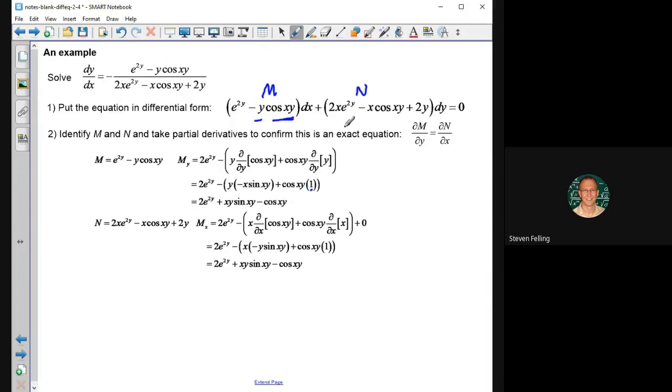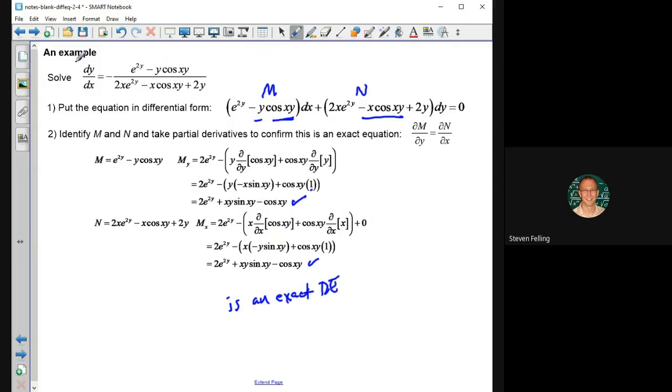And then when you take the derivative of this side with respect to x, the derivative of this is 1 times 2 e to the 2y as a constant. And then this requires product rule: first times derivative of the second plus second times derivative of the first, which ends up being x times the derivative of this, negative y sine xy, plus cosine xy times the partial derivative of x with respect to x, which is 1. And then this term out here has no x's, so its partial derivative with respect to x is 0. And sure enough, those two things match, which means this is an exact equation. And that means it qualifies for the procedure we're going to do next.